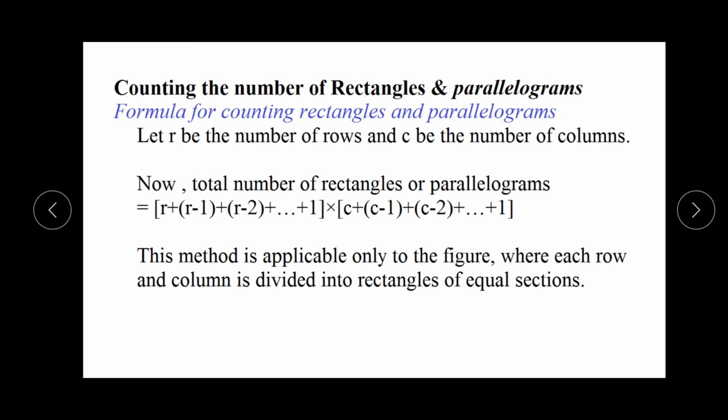Counting the number of rectangles and parallelograms. Formula for counting the rectangles and parallelograms: let R be the number of rows and C be the number of columns. The total number of rectangles or parallelograms is R plus R minus 1 plus R minus 2 and so on up to 0, multiplied by C plus C minus 1 plus C minus 2 and so on up to C minus 0. It means when we reach 0, we will not add it. And then the multiplication of these.